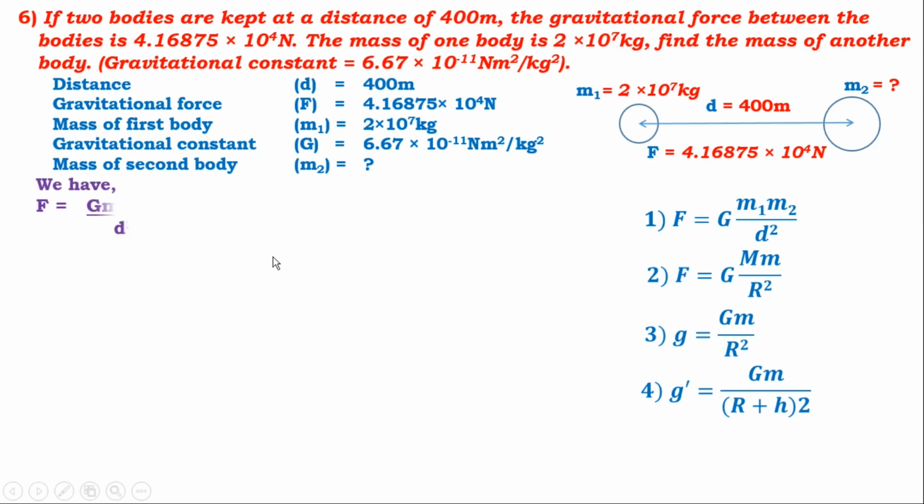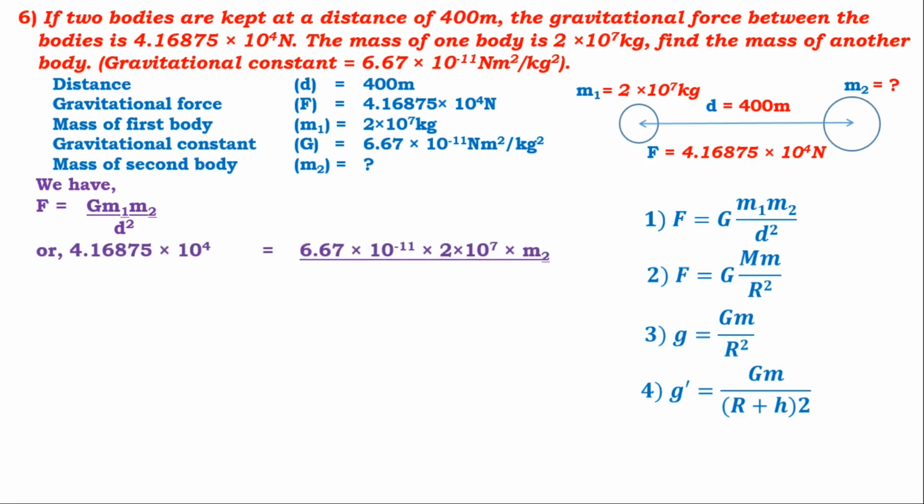So, now we can write F equal to G, M1, M2 by D square. And we are writing values. In place of F, the value given here, 4.16875 into 10 to the power 4 we have to write, and G 6.67 into 10 to the power minus 11, and then M1 is 2 into 10 to the power 7 kilogram, and M2 is the question, that's why we are writing just M2. In the process, it's not necessary to write units. Units can be written in given and at last in the answer. In denominator we have d square. D square means 400 square.